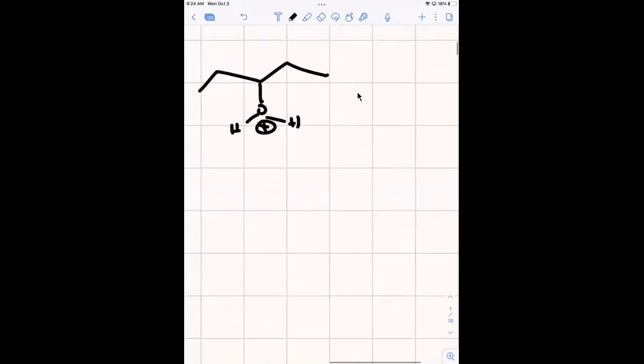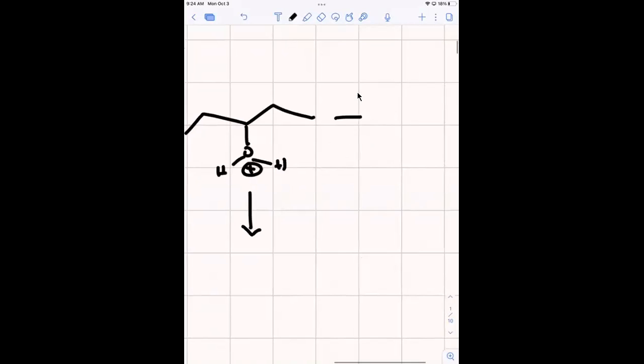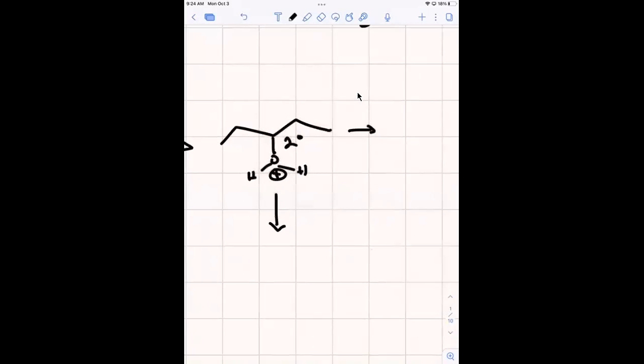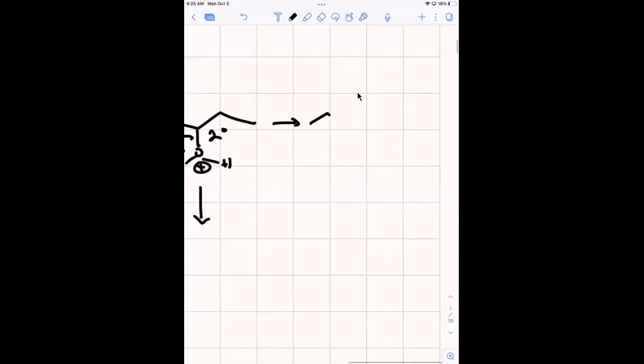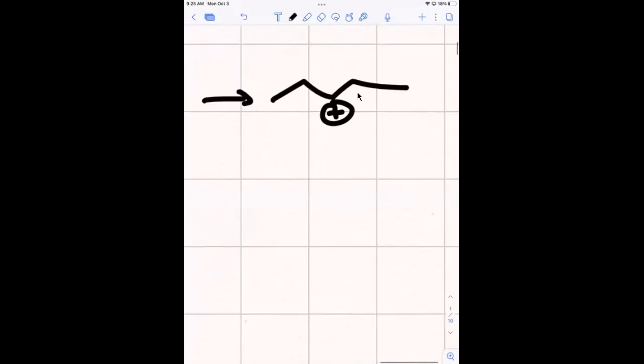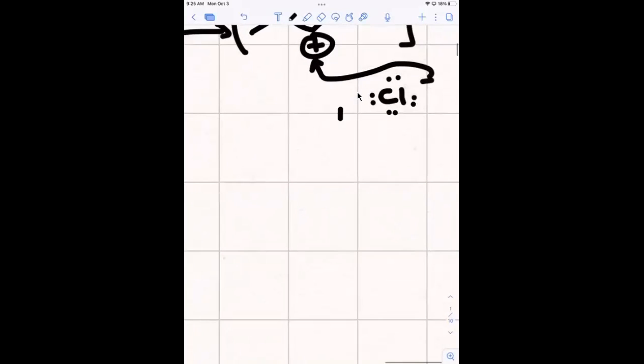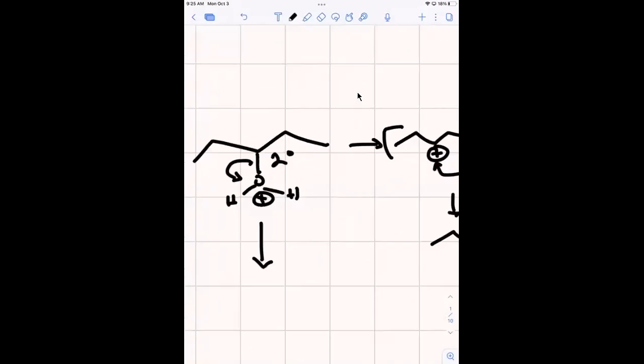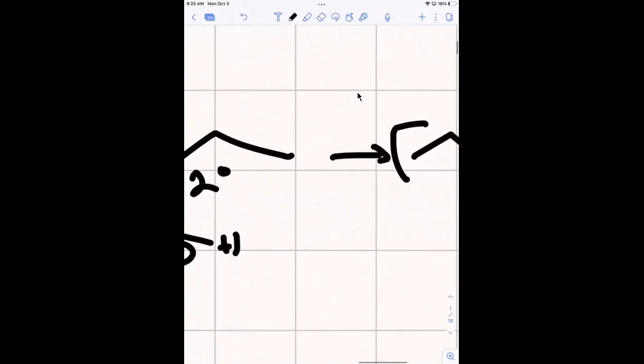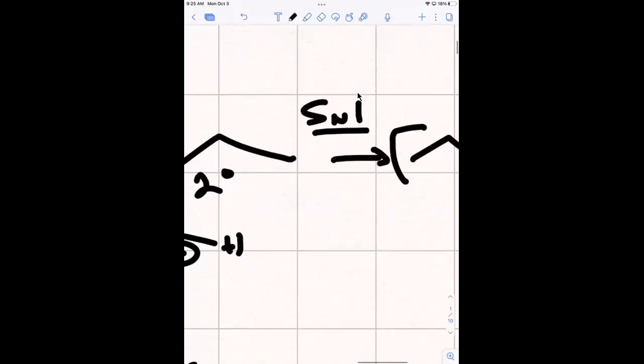Because of the nature of the carbon being secondary, the substitution can happen one of 2 ways. If the leaving group leaves first and we end up with a carbocation, and then that's what chlorine attacks, we can say that this substitution happened, and I think we talked about this already. I'm just refreshing you. So we can say that it was SN1.